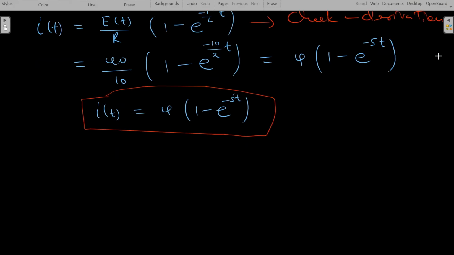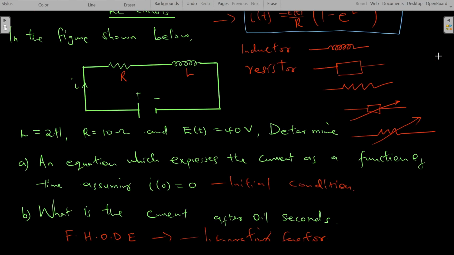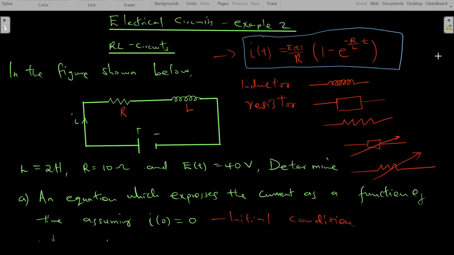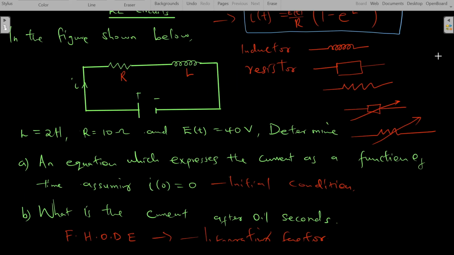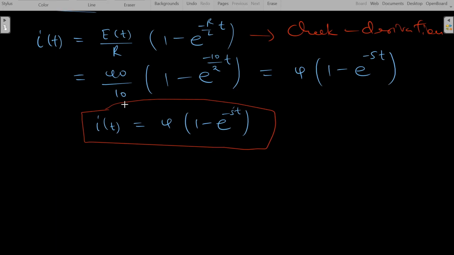Now we have two questions. Our second question is asking: what is the current after 0.1 seconds? So we should find the current after 0.1 seconds. Let's calculate that. So we have our particular solution, and we are saying let's find the current if the time is 0.1 seconds.